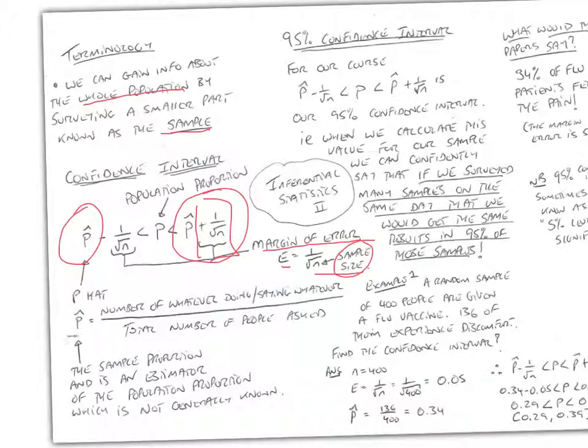And p hat itself, we can always calculate that because that's the number of people doing or saying whatever, over the total number of people who were asked what they preferred or what they didn't like. By example, it becomes clearer anyway, okay? And p hat is otherwise known as the sample proportion, and basically it's an estimator of the population proportion, which is not generally known, okay?